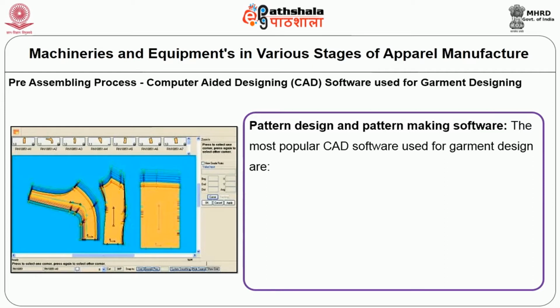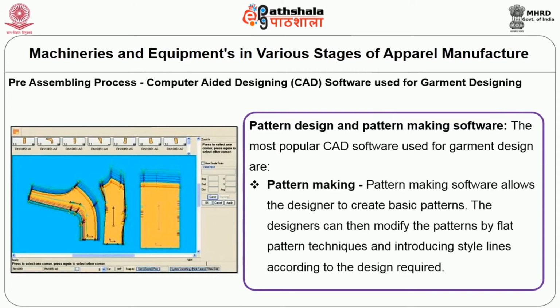The first thing is all about pattern design and pattern making software. The most popular CAD software which is used for garment design has a combination of 3 modules. It has pattern making, grading and lay planning software. The pattern making software allows the designer to create basic patterns. The designer can then modify the patterns by flat pattern techniques and introducing style lines according to the design required.